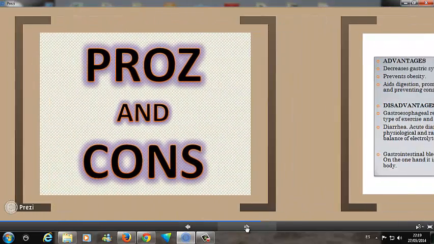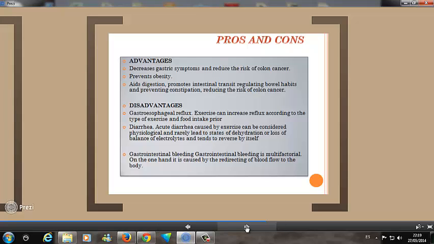Pros and cons. Advantages: decreased gastric symptoms and reduced risk of colon cancer. Prevents obesity. Aids digestion. Promotes intestinal transit regulation, bowel habits, and prevents constipation, reducing the risk of colon cancer.